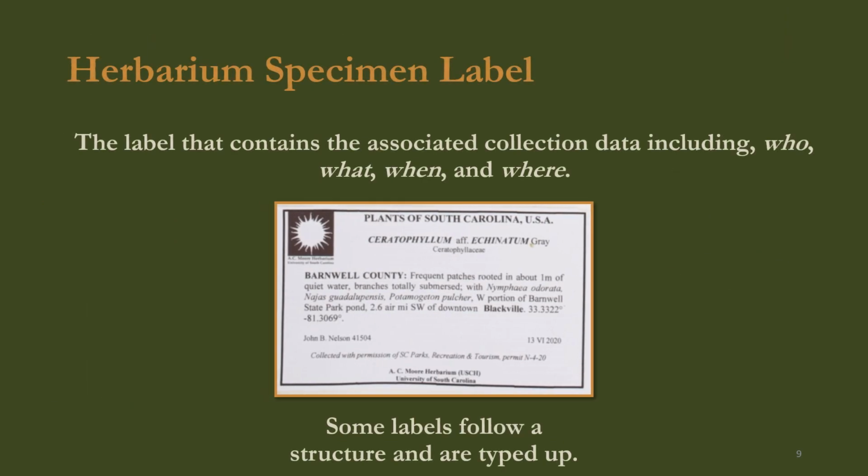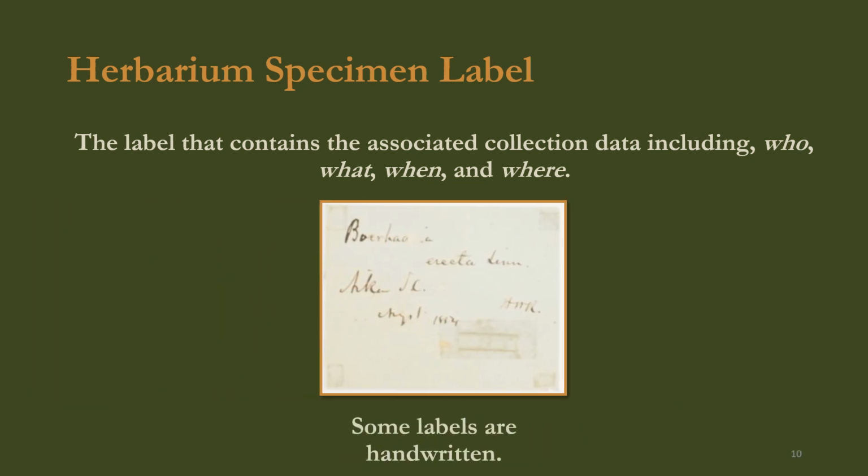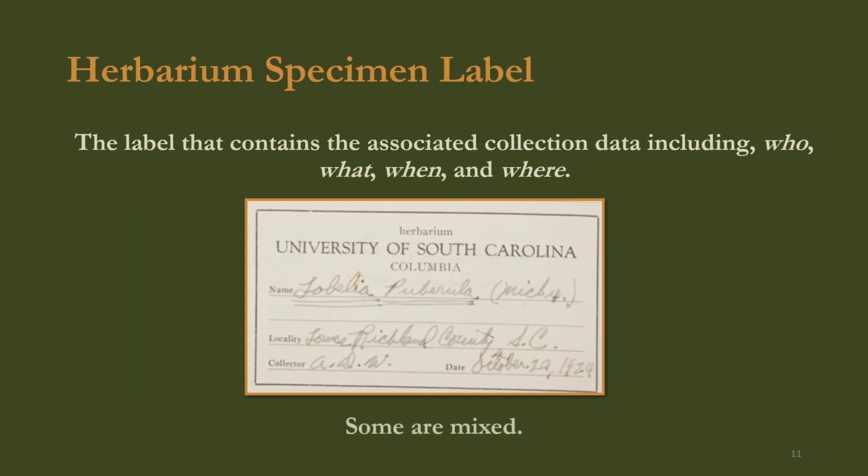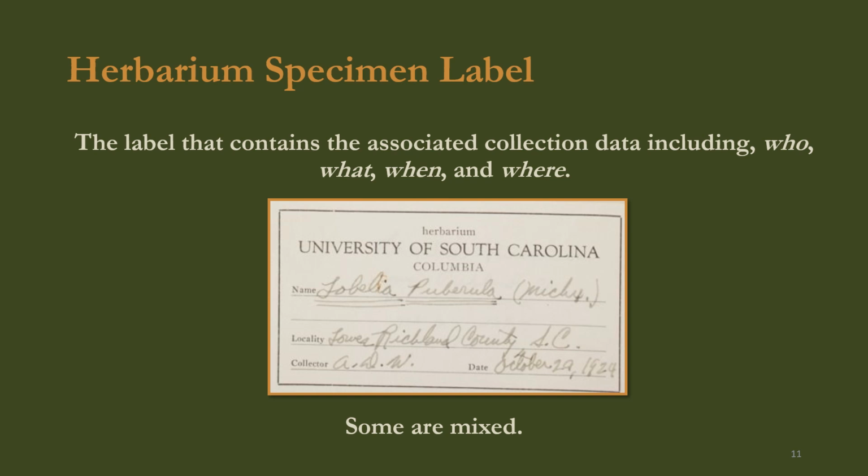The specimen label provides us with critical information about the collection. This includes the who, what, when, and where. Some labels have a set structure and are typed up. Other labels, particularly those from older collections, may be handwritten. Some labels will have a mix of typed and handwritten.